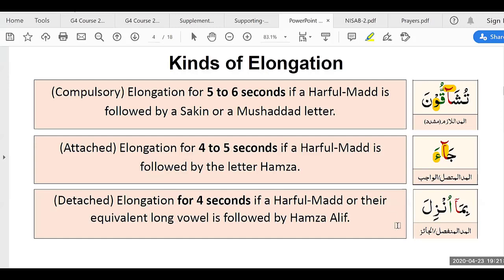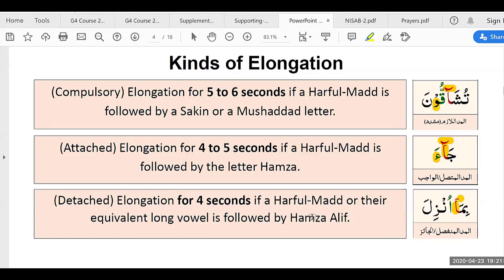Okay, Jazakallah. So the last one, the first two were concerning Madde Kabir, but the last one is concerning Madde Saghir. So this one is Al-Maddul Munfasil. It is also known as Al-Maddul Jais. It should be prolonged for 4 seconds if a harful mad, again, in this case it's alif, or their equivalent long vowel. So as I discussed earlier with one of the students, the huruful mad, alif, waw, and ya have equivalent long vowels, which is vertical fatha, vertical kasra, and vertical dhamma.